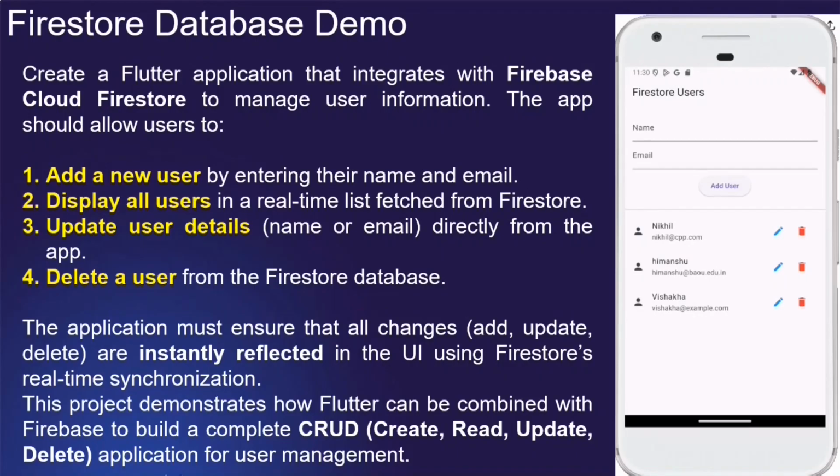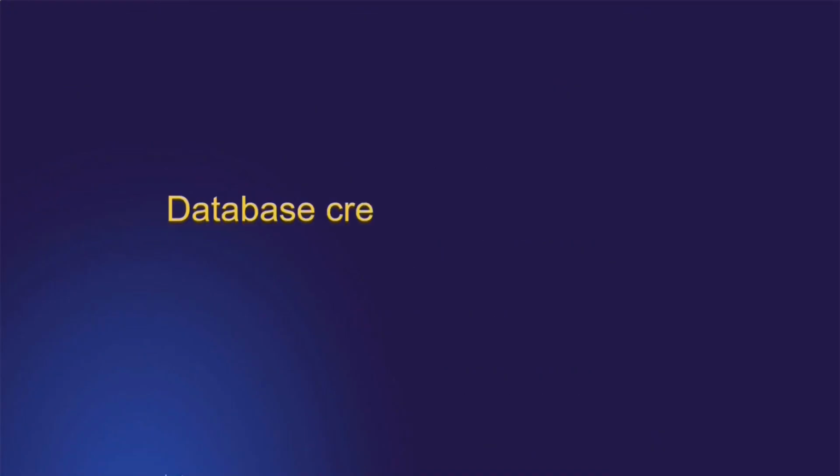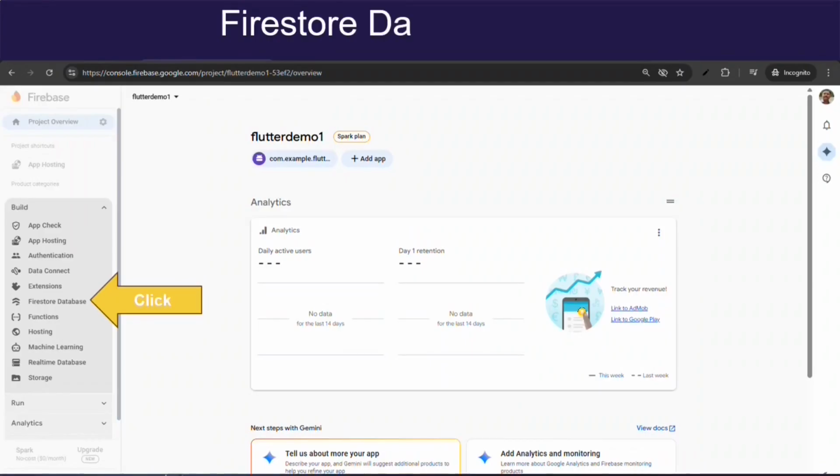Now we have set up project in Firebase. We have attached our app with Firebase. Now we need to create these users collections in Firestore. Now let us understand how to create database for this demo app. So for that you have to again log into your Firebase console, and then you have to select this project we have created just before this.